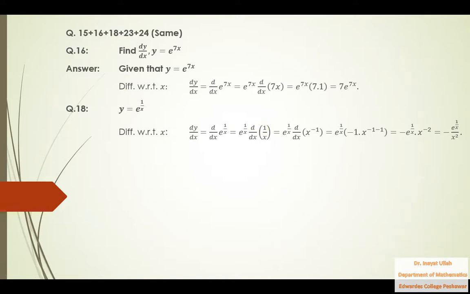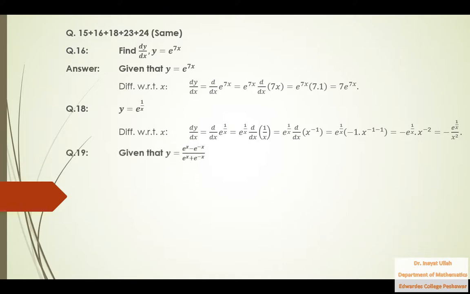We can write 1 by x in this fashion, e to the power of x to the power minus 1, and now this becomes the power rule. So the derivative of x to the power minus 1 is minus 1 times x to the power minus 1 minus 1. Writing this negative sign outside the function, that becomes x to the power minus 2, and converting this factor to the denominator, that becomes x square. That is the derivative of y equals e to the power 1 by x.